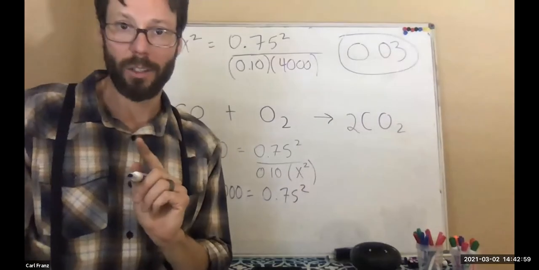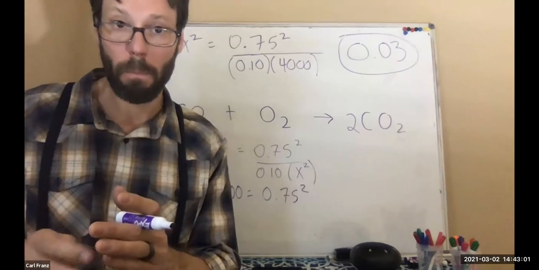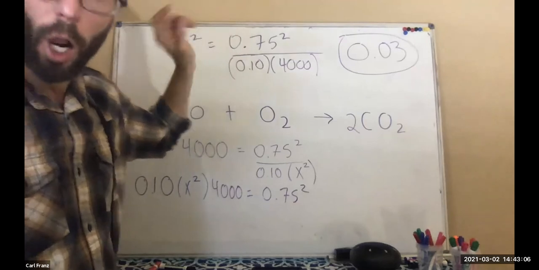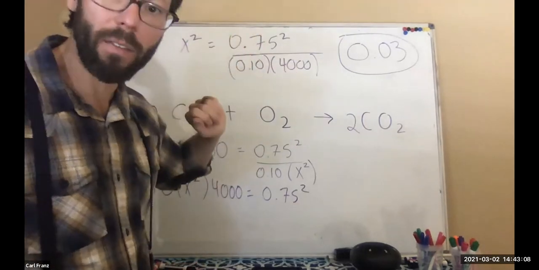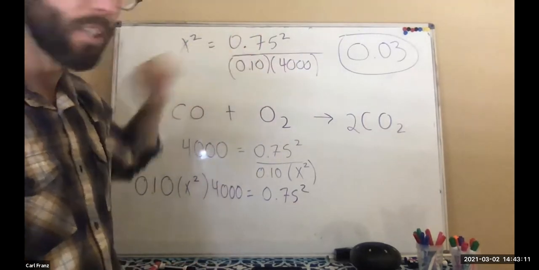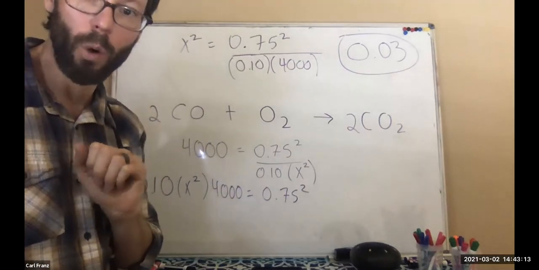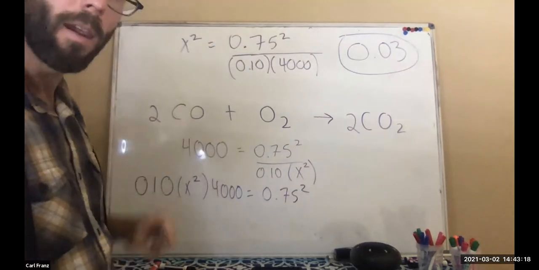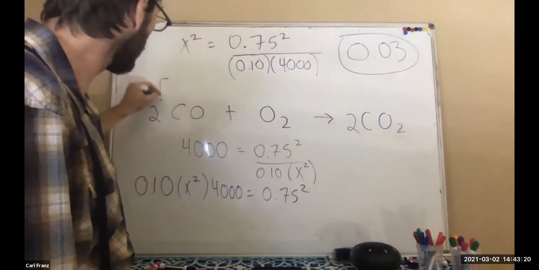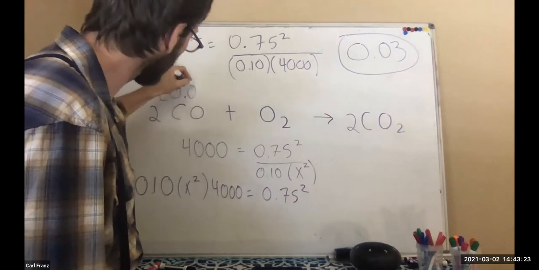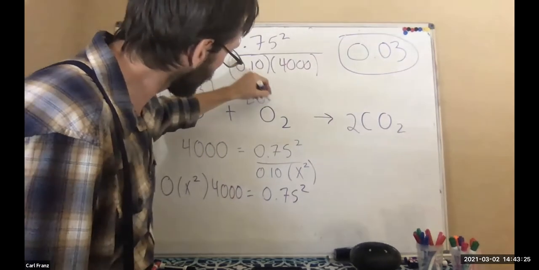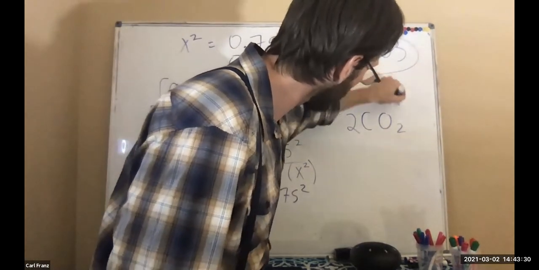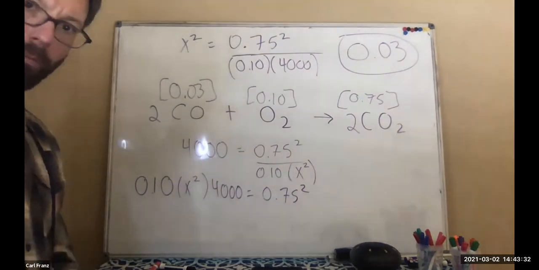So the answer is that at equilibrium, when we have carbon dioxide at 0.75 and oxygen at 0.1 molar, our carbon monoxide is going to be 0.03. So it'll look like this: 0.03, 0.10, and 0.75. Okay.